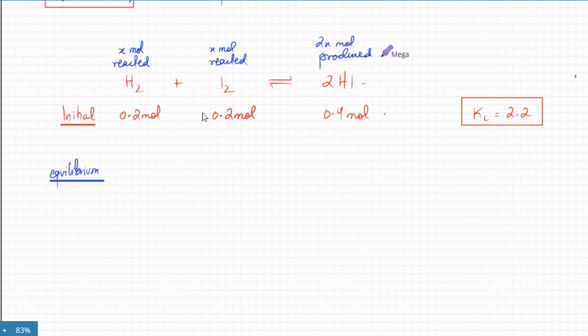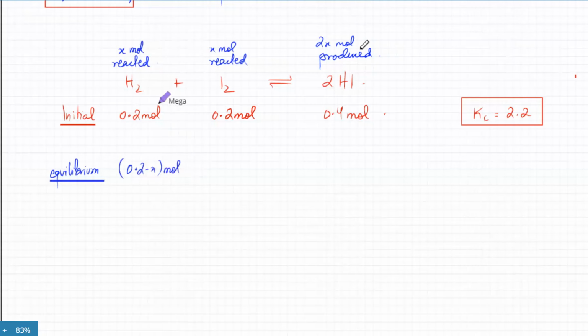So I had no idea whether the reaction was going forward or backward. Absolutely no idea. So I just made this random assumption that X moles reacted because I don't know what happened to these 0.2 moles. So X moles reacted and they're going to react with X moles of this. And on the other side, they're going to produce 2X moles. So what are your equilibrium moles in terms of X? Out of 0.2, X moles have reacted. So you're left with 0.2 minus X moles.